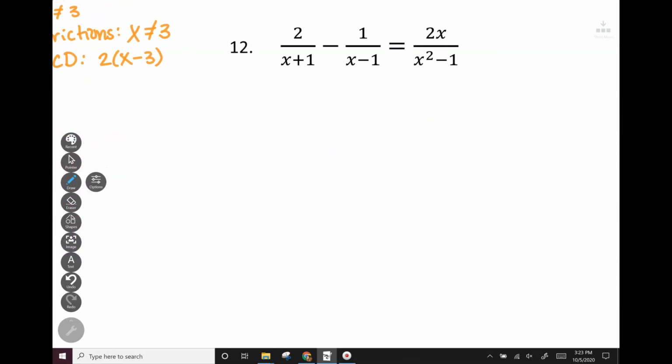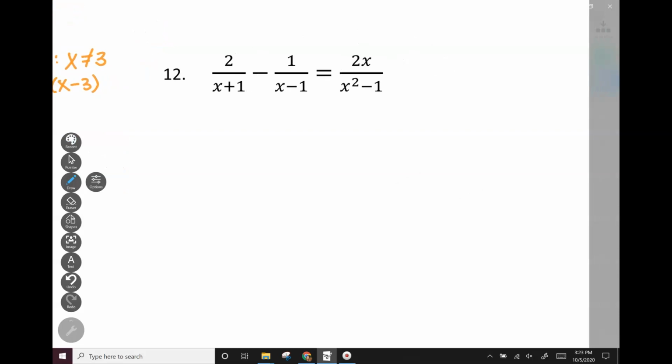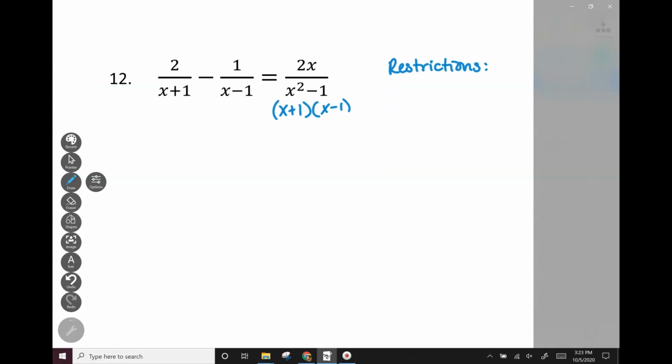All right, number 12. What is the LCD here? Well, let's factor this denominator first. x plus, not 2, x plus 1, x minus 1, okay? So let's get our restrictions. So what would cause the denominator to equal 0? It's going to be -1 and +1. So x cannot equal 1 or -1, plus or minus 1.